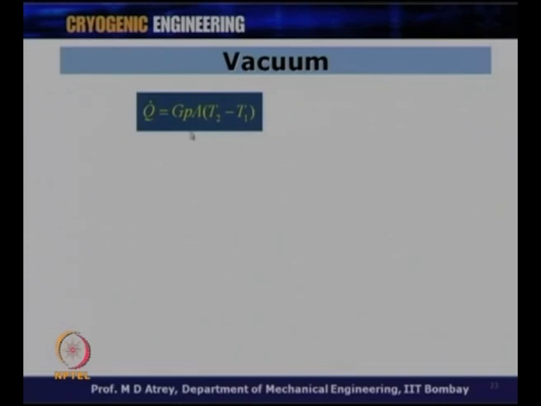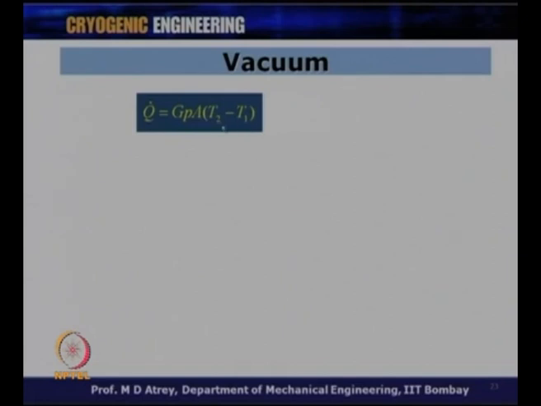So, Q is equal to G into P into A into T2 minus T1. What is this G? G talks about the gas and takes care of the accommodation coefficient. P is the pressure, A is the area, and T2 minus T1 is the temperature difference of the two plates.